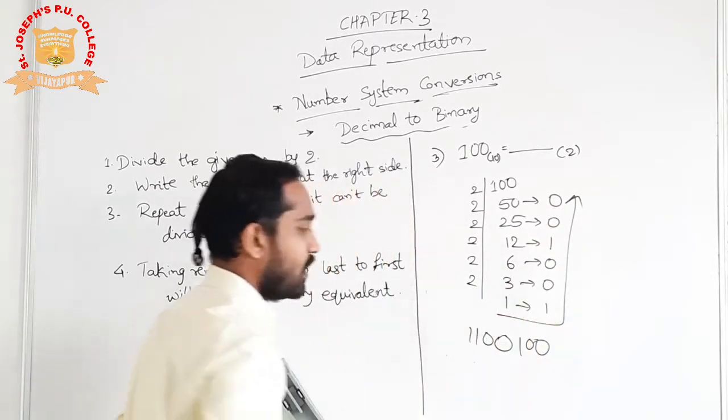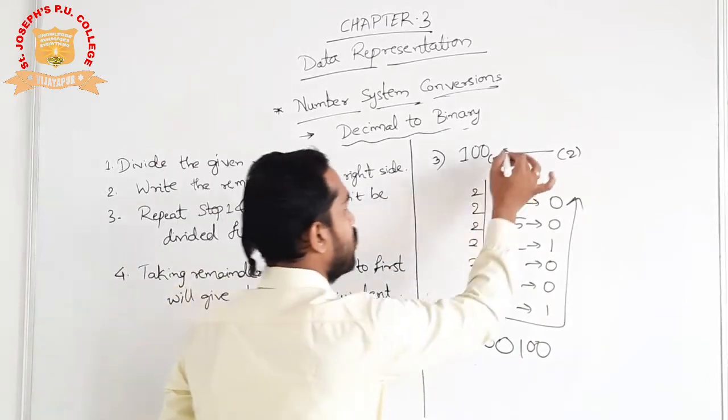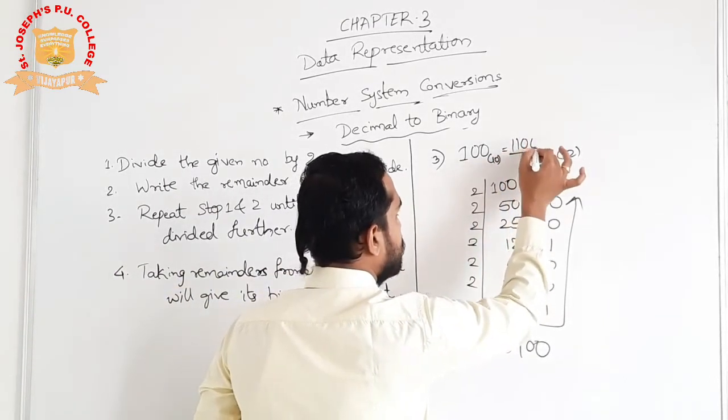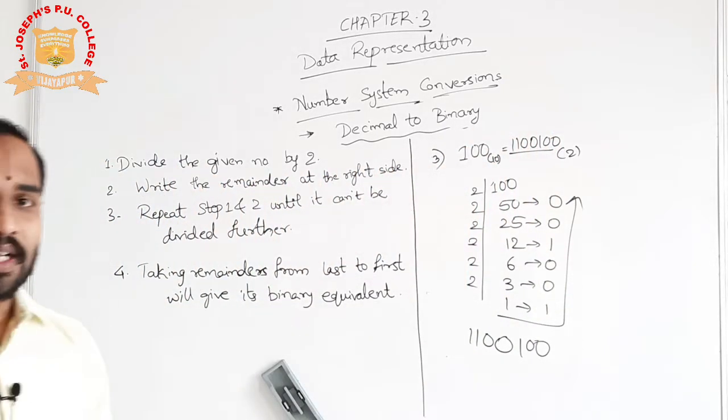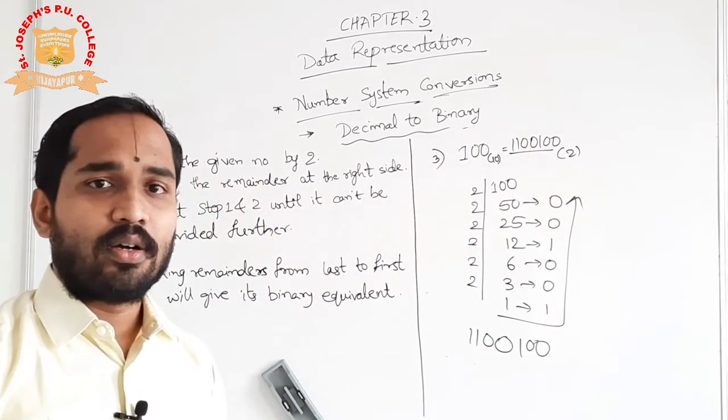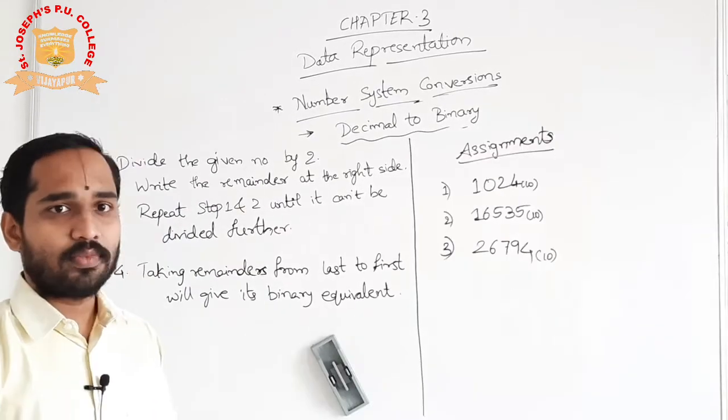1100100. This is the answer. Okay, that you have to write here. 1100100. This is the binary equivalent of 100. Okay, this is the way.